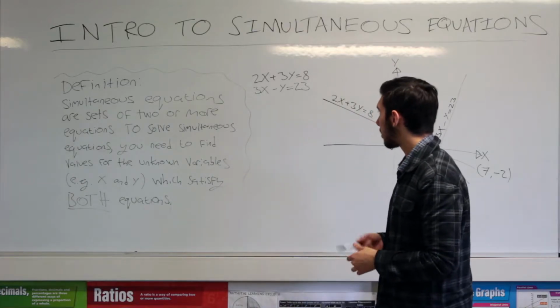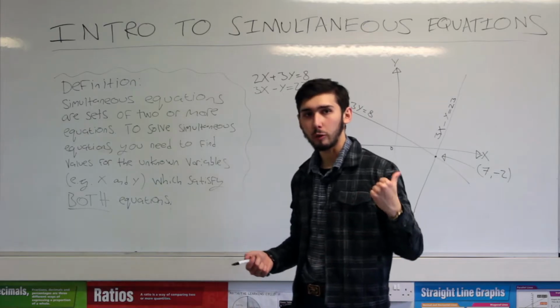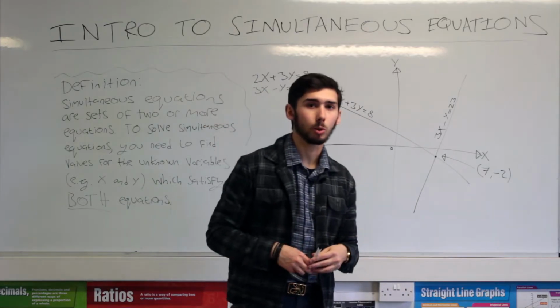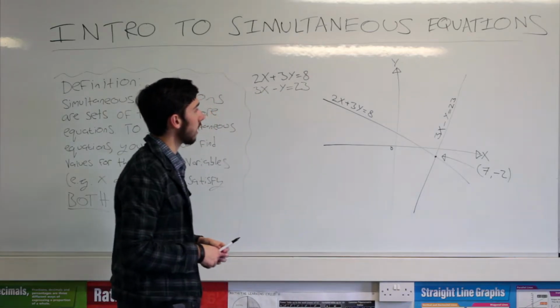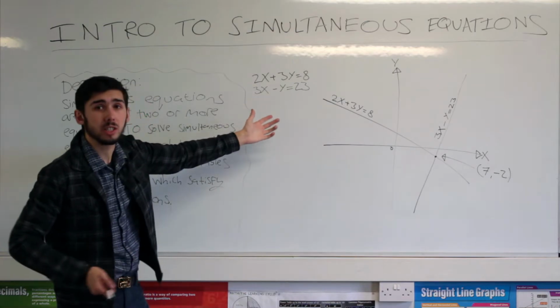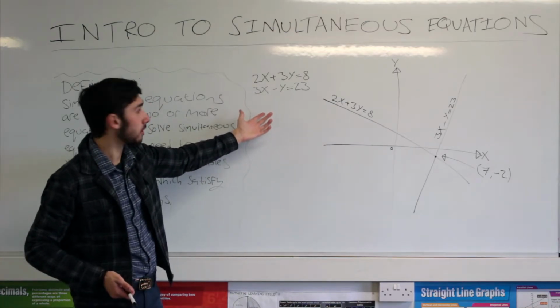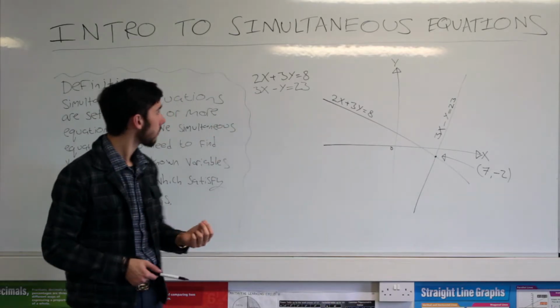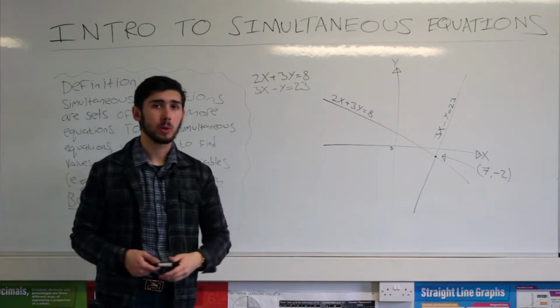So let's just actually put some numbers on the board. Let's actually graph what we're doing, because these simultaneous equations, they are graphs. That's something really important to know. So this here is an example of a simultaneous equation. This says 2x plus 3y equals 8 and 3x minus y equals 23.